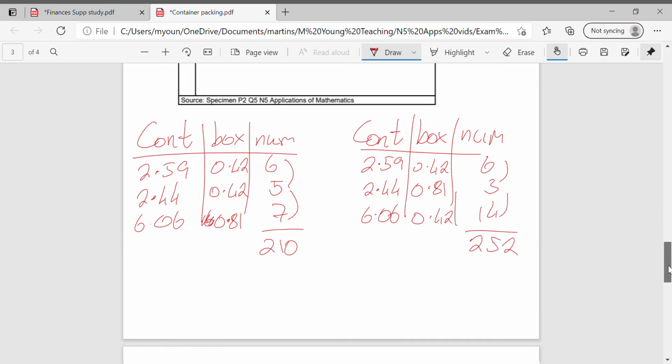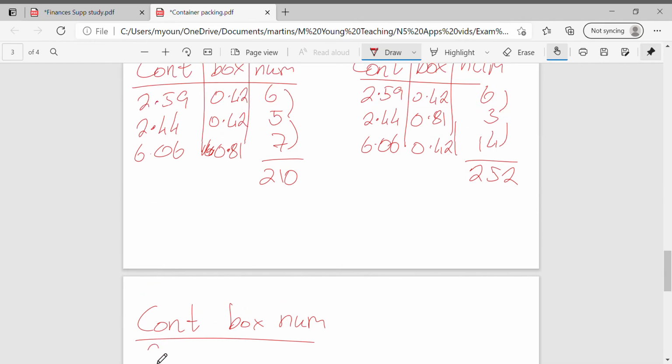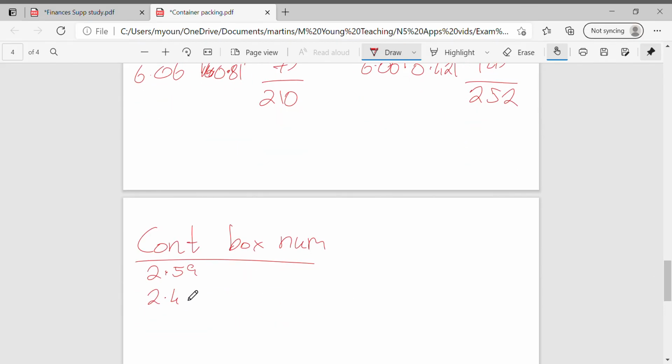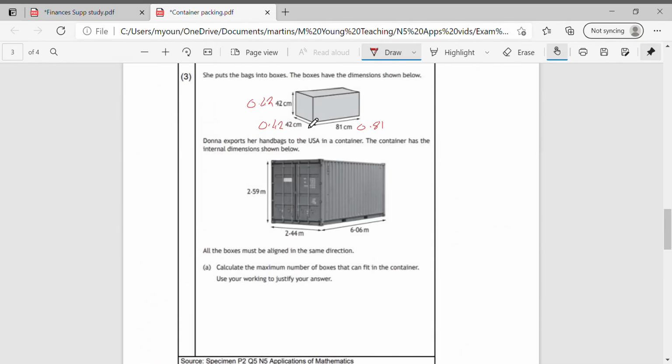Let's just try the final one. Container, box, number. I'll go back to the picture in a minute. I'll just fill in this table: 2.59, 2.44, 6.06. Okay, so now what I'm going to do is take this, and if you can picture it, I'm going to tilt it up. So this side here is now on the bottom. The height will then be 0.81 this time. So this is now standing up that way.